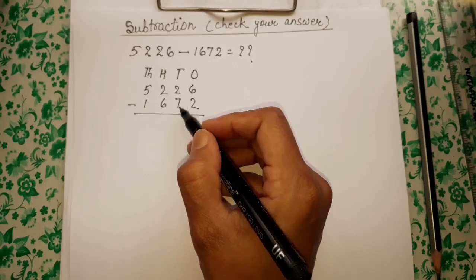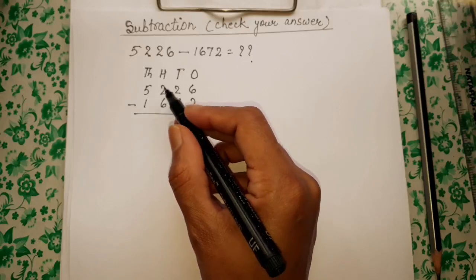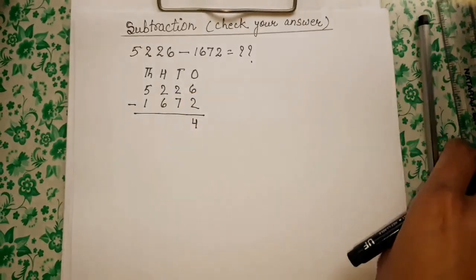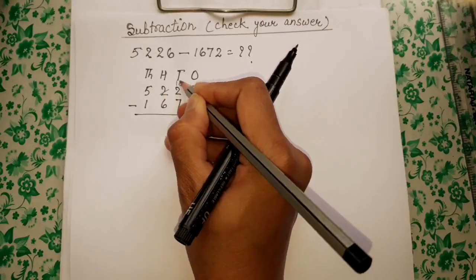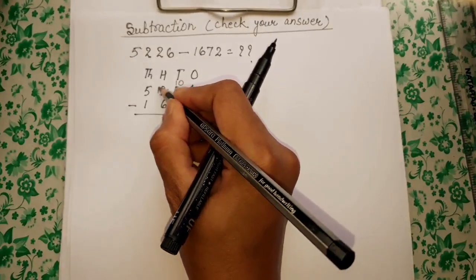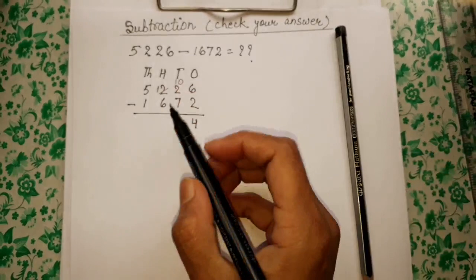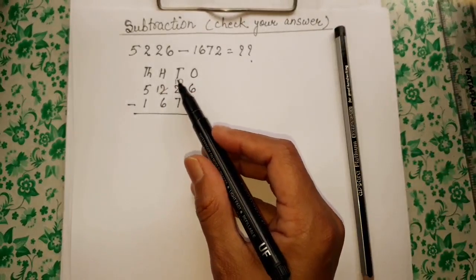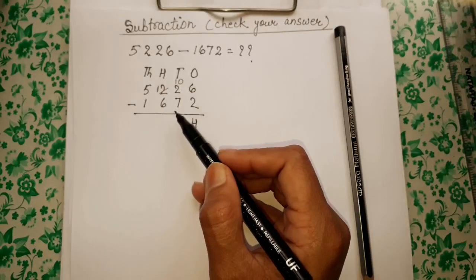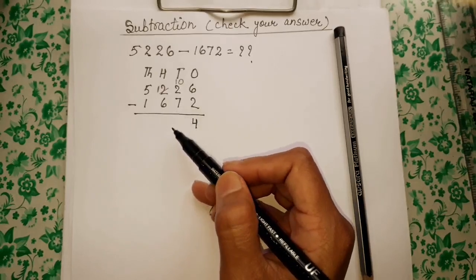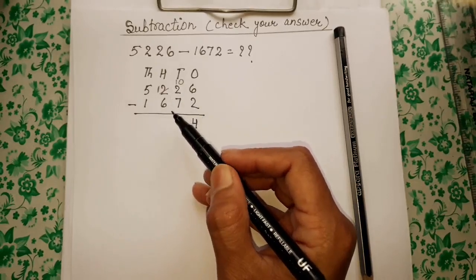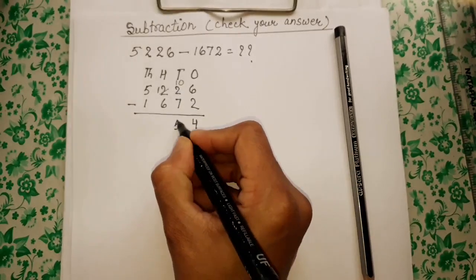But we are not able to subtract 7 from 2. We have to take borrow. Here we take 10 as a borrow and here it becomes 1. When we add 10 plus 2, it is 12, and now we have to subtract 7 from 12. When we subtract 7 from 12, we get 5.